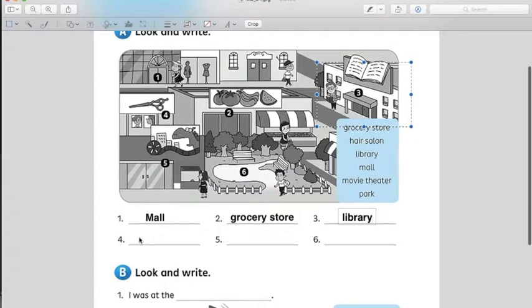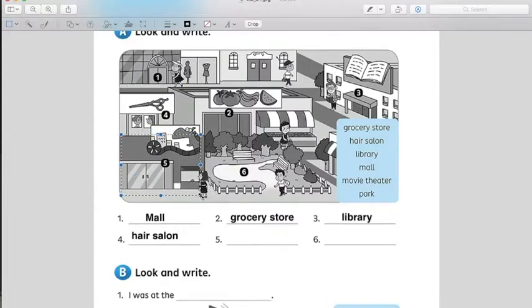Okay, let's see. Number 4. What is number 4? Here we see they're cutting with scissors and different hairstyles. So this must be the hair salon. Hair salon.